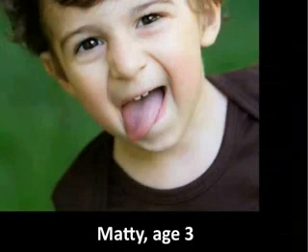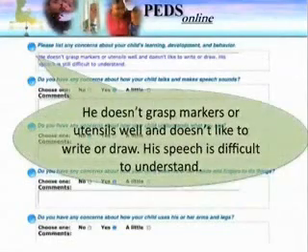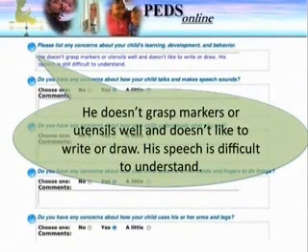So here is one of the first children we screened through PEDS Online. This is Maddie at age 3. Let's look closely at what his mom had to say. She wrote, he doesn't grasp markers or utensils well and doesn't like to write or draw. His speech is difficult to understand.